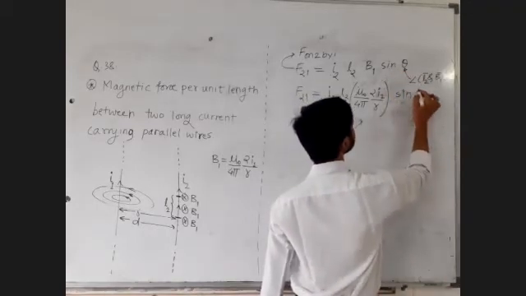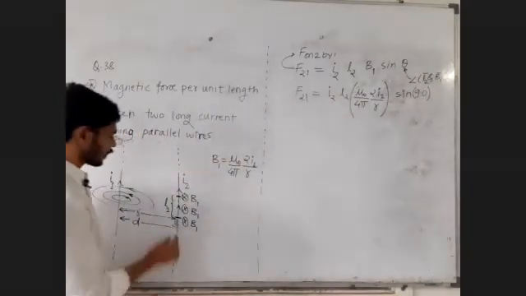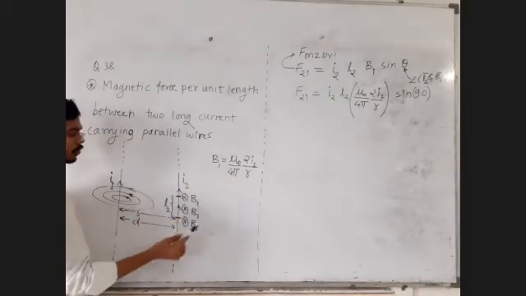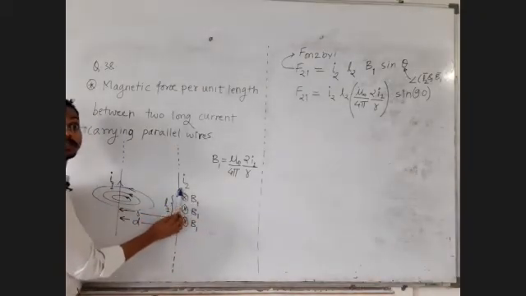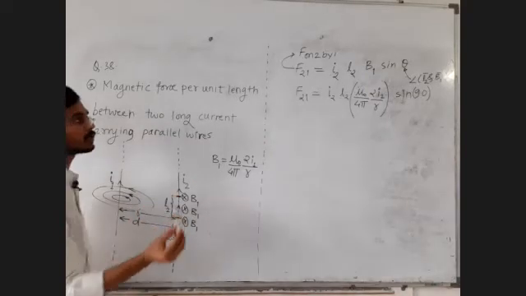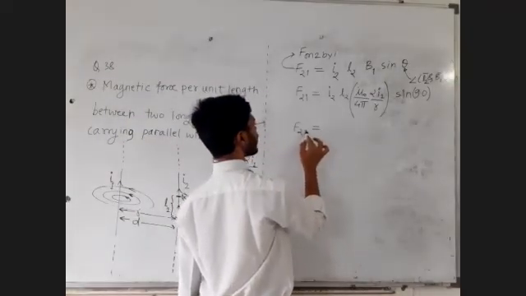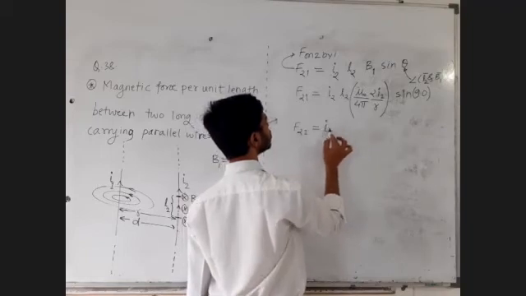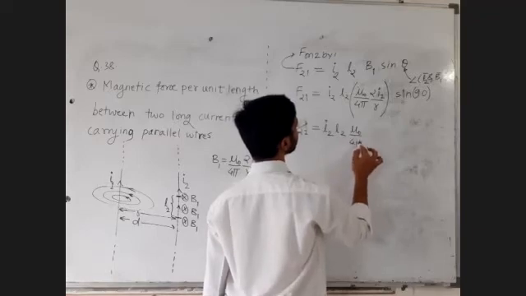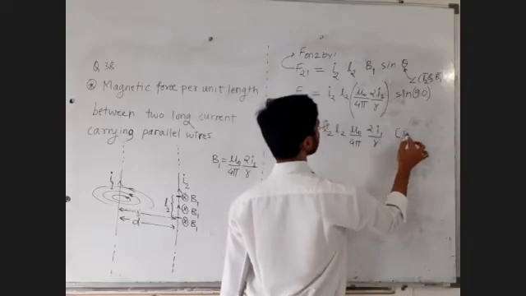And this sin theta will be sin 90 because the angle between L2 and B1: L2 is lying in the plane of the board and B1 is going inside the plane of the board. So the angle between them is 90 and sin 90 is plus 1. That is, force on the second wire because of the first wire is equal to I2 L2 mu 0 upon 4 pi 2 times I1 upon r, sin 90 is plus 1.